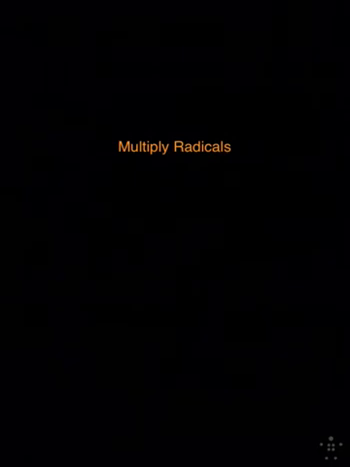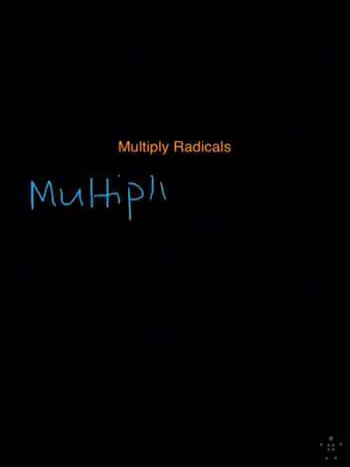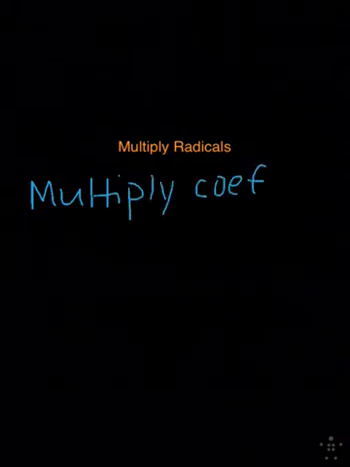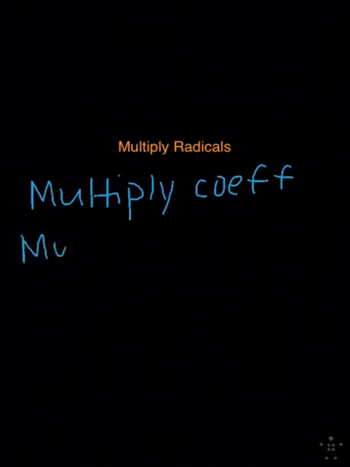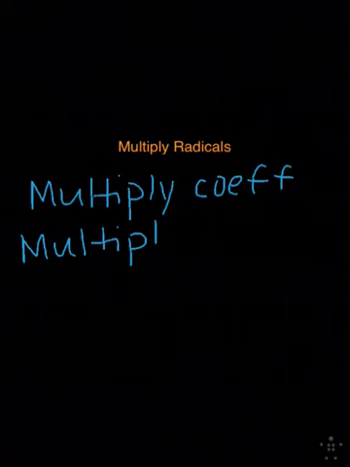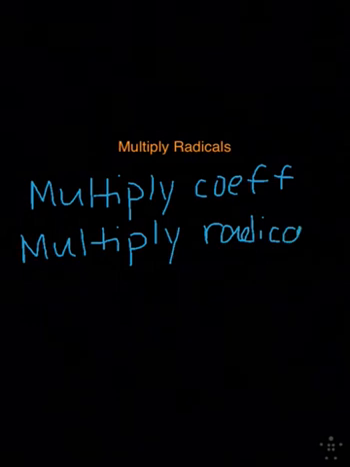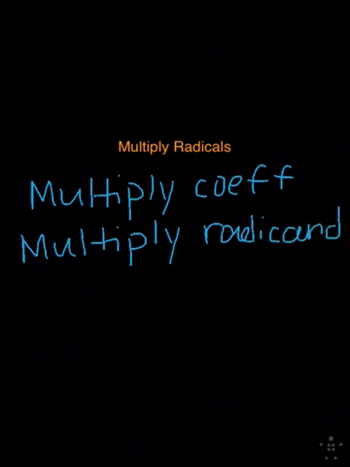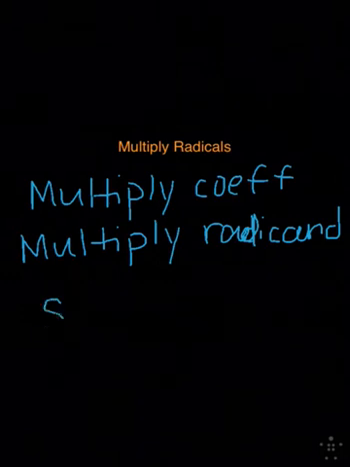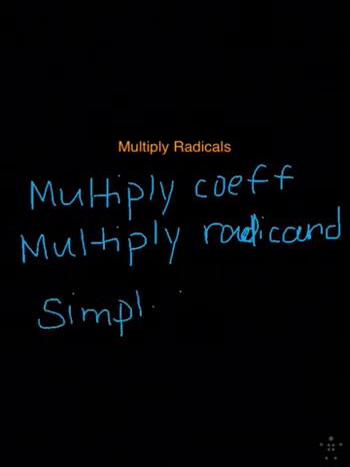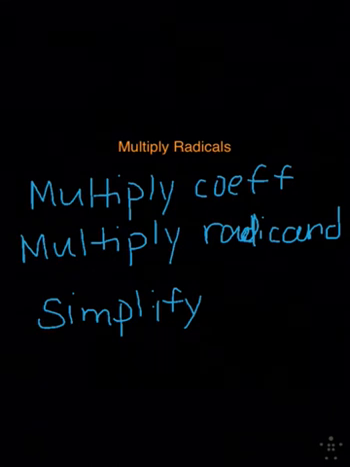In this video, I'm going to do a brief lesson on how to multiply radicals, specifically square roots. The biggest thing to remember when you're multiplying radicals: you're going to multiply the coefficients together, and you're going to multiply the radicands, that's the number under the radicals, together. And then after that, you're going to simplify if possible. So multiply, multiply, simplify.